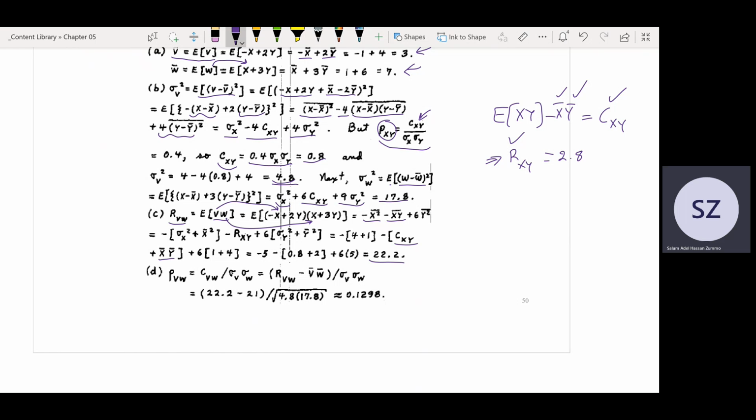Now, what is the correlation between V and W? The correlation coefficient is equal to the covariance of V and W divided by sigma V sigma W. Do we have the covariance of V and W? We don't. But the case is under correlation, under it means. So we can just plug them here, divide by sigma V sigma W. We calculated them already, and we end up with 0.129.